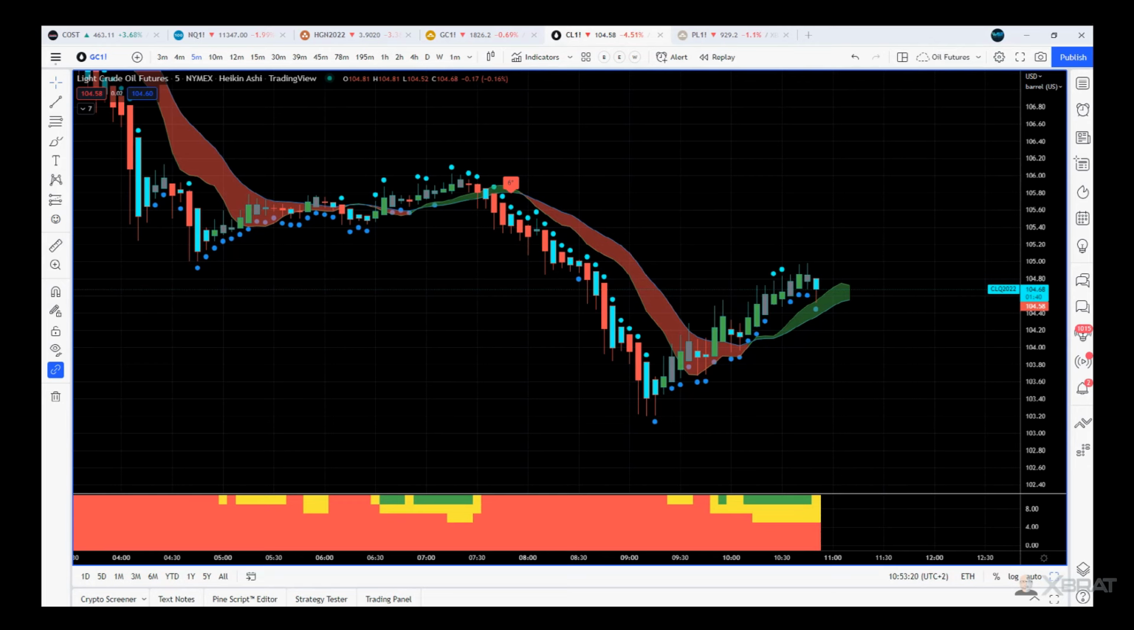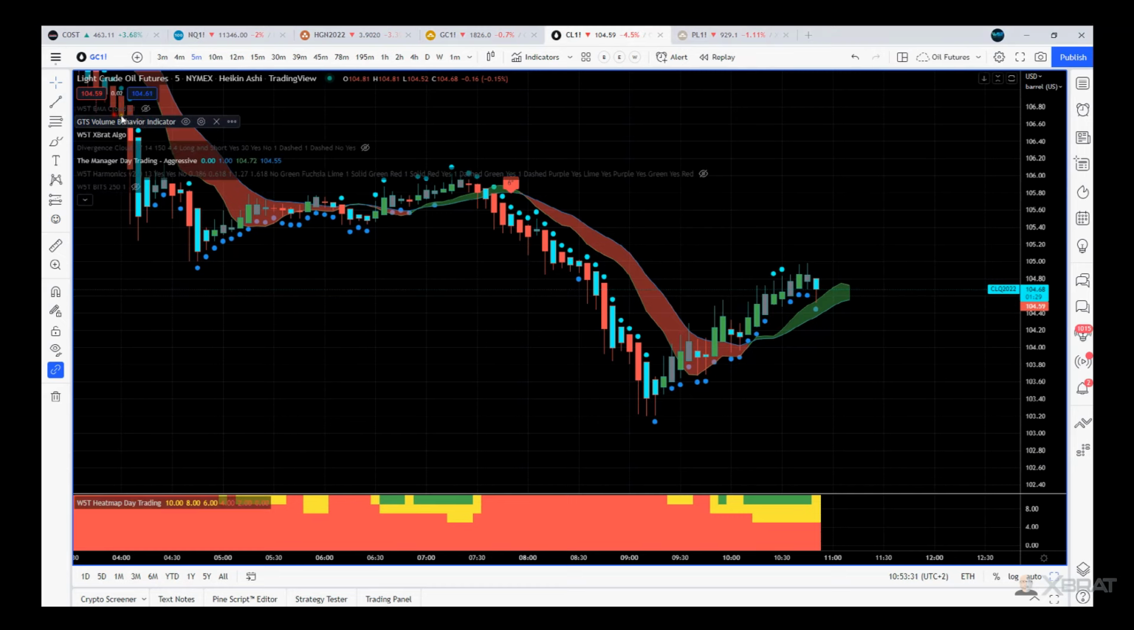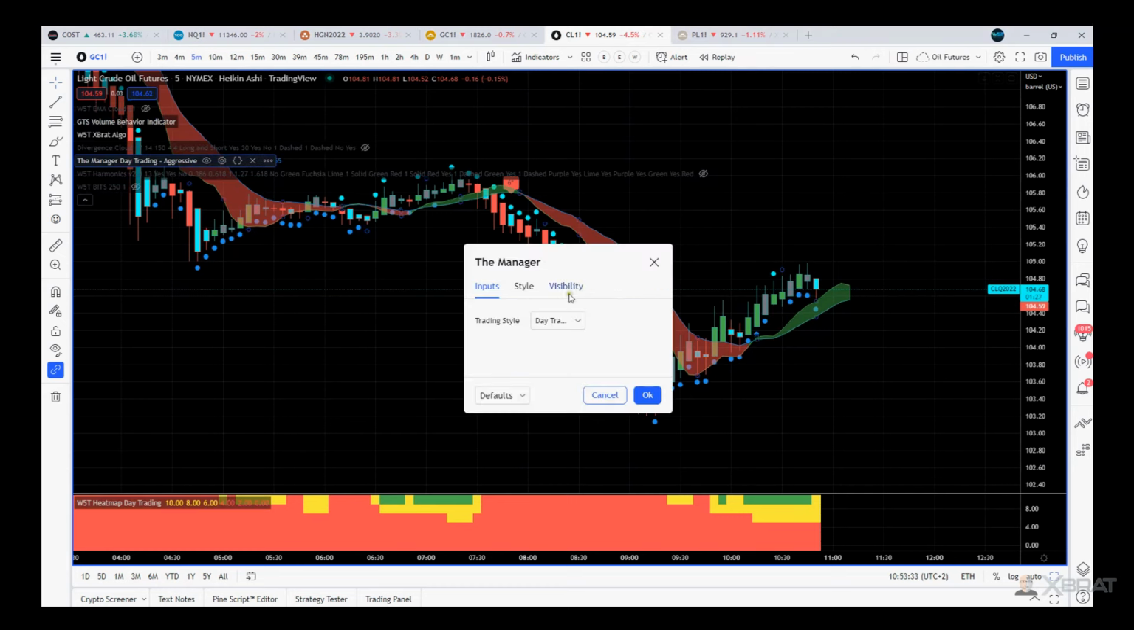So the bundle is Cradle2Grave. The cradle is the signal, which is the XBRAD algo in this case, and the grave is the manager. The manager is set to day trading aggressive. In the manager settings here, we can go day trading aggressive, moderate, conservative.